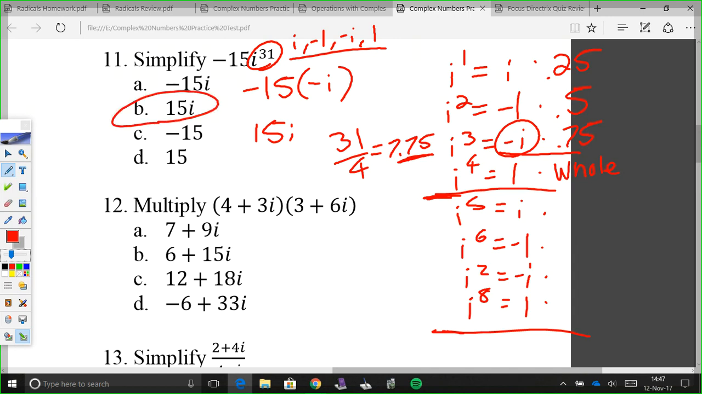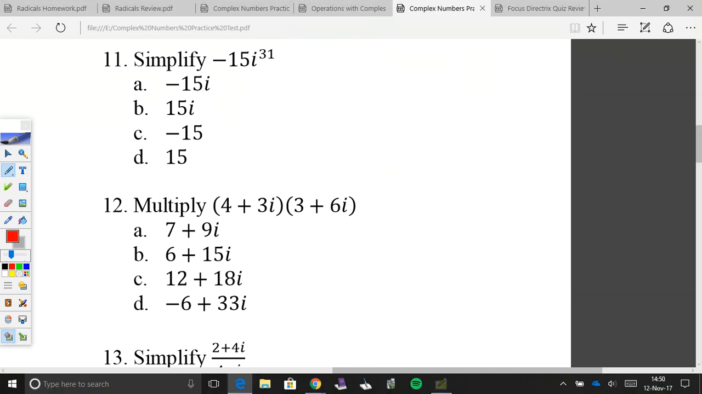So yours is going to be kind of tricky. You just basically have to know which part of the sequence you're landing in. Your exponent, when you divided it by 4, if it ended in 0.25, then you're plugging in i. If it ended in 0.5, you're plugging in negative 1. If it did what I did, ended in 0.75, you're plugging in negative i. If it came out to be a whole number, then you'd be just plugging in 1. Okay? So, number 12.